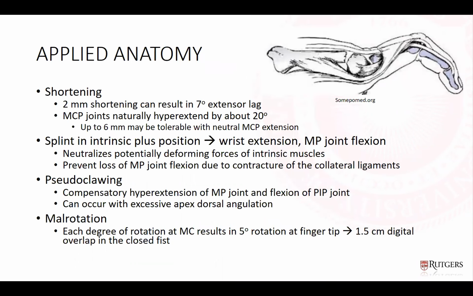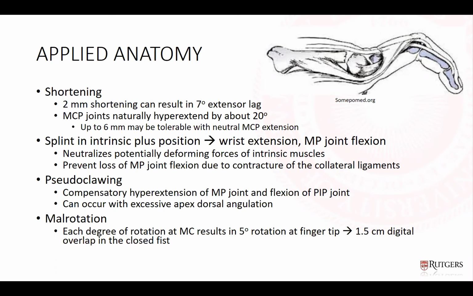So as a precursor to the talk, just some anatomy useful when evaluating these injuries. Shortening: biomechanical studies have shown that 2 millimeters of shortening can result in a 7-degree extensor lag. The MP joints can naturally hyperextend by about 20 degrees, so up to 6 millimeters may be tolerable with neutral MP extension. Generally, we talk about splinting in the so-called intrinsic plus position of wrist extension and MP flexion. This neutralizes the potentially deforming forces of the intrinsic muscles and prevents loss of MP joint flexion due to contracture of the collateral ligaments in flexion.